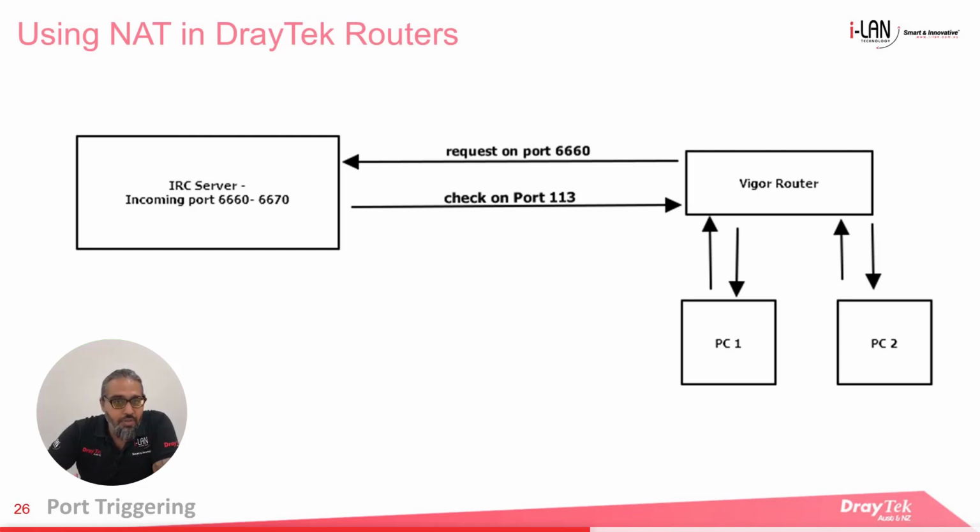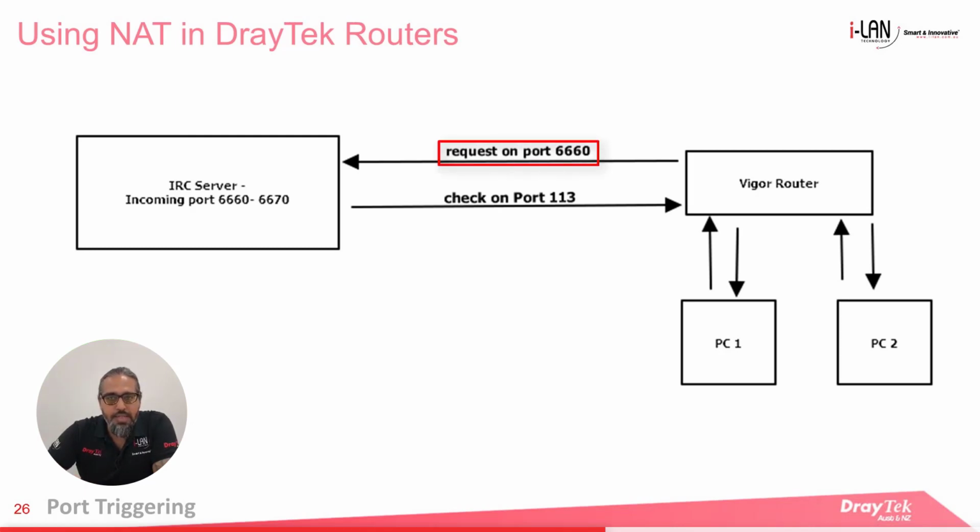Well, you could use port redirection or open ports to get around this. That will mean only one device on the LAN will be able to authenticate to the IRC server. And what if you have more than one? Port triggering is the solution. In the case of IRC, you can create a port triggering rule which will create a temporary port redirection to the PC that made the initial outgoing request.